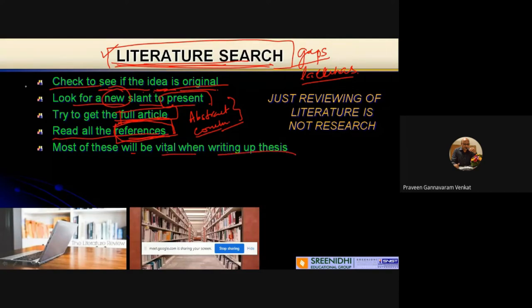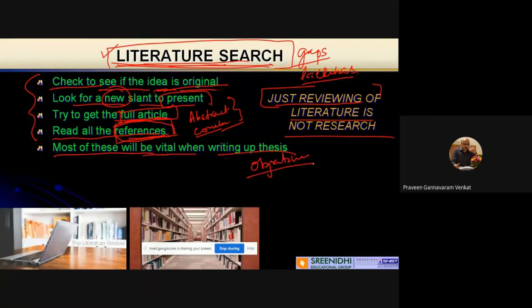We have to keep all the material, and we have to quote our references during our PhD time. Just reviewing the literature is not research. So review the literature and set the objectives. Set the objectives and set the methodology to fulfill the objectives. The next one is analysis. Like this, you can follow the research methodology.